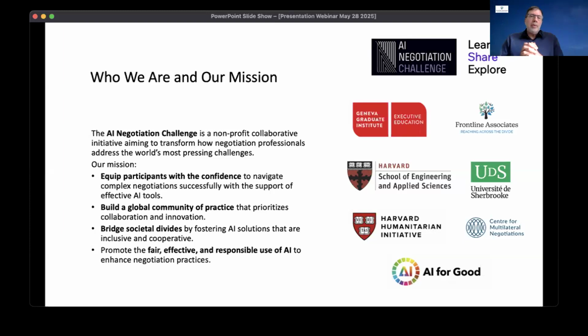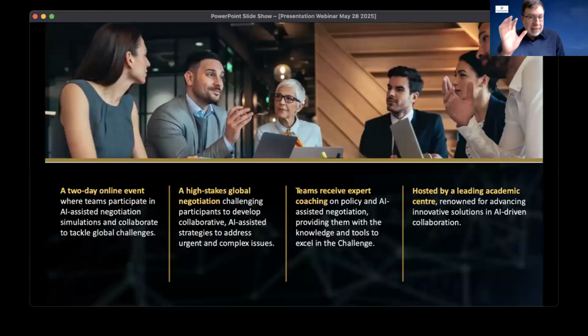Now, how do we do that? We do that by organizing events, okay? Major events. They are 2-day online events. One just finished over the weekend, an online event, but also hosted by the Geneva Graduate Institute on precisely international migration, irregular migration in that case, in the Euro-Mediterranean zone, where teams come and participate. They're being trained, they go through a course, and they're being trained on how to use AI to craft their own model to start with, but also how to use it in high-stake global negotiation.